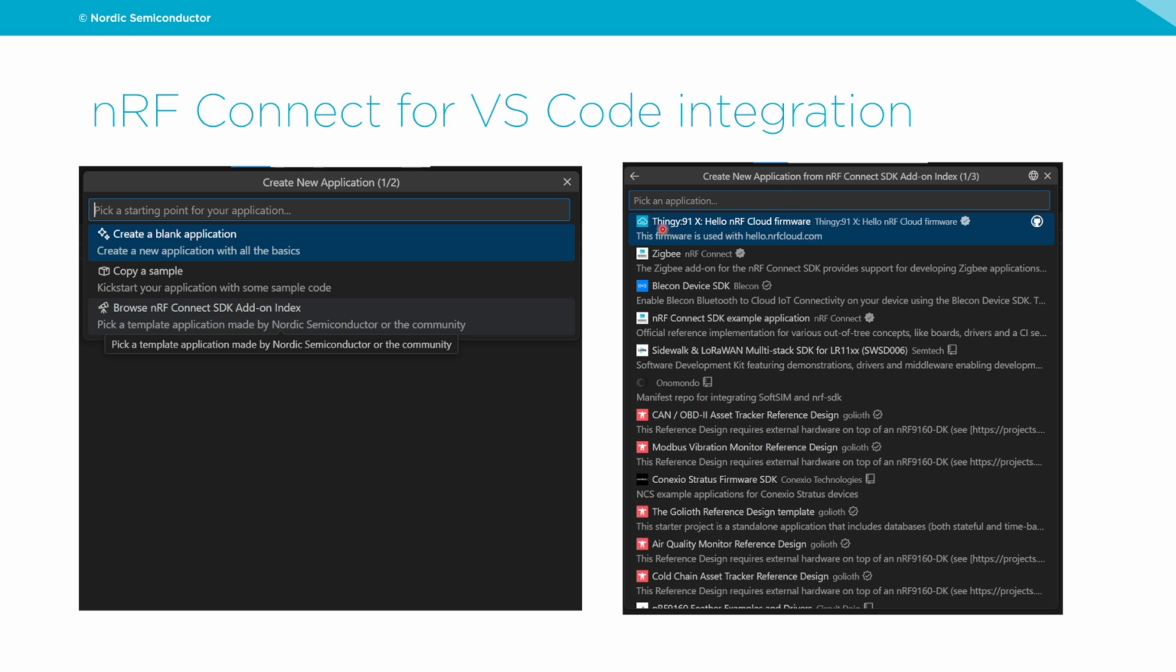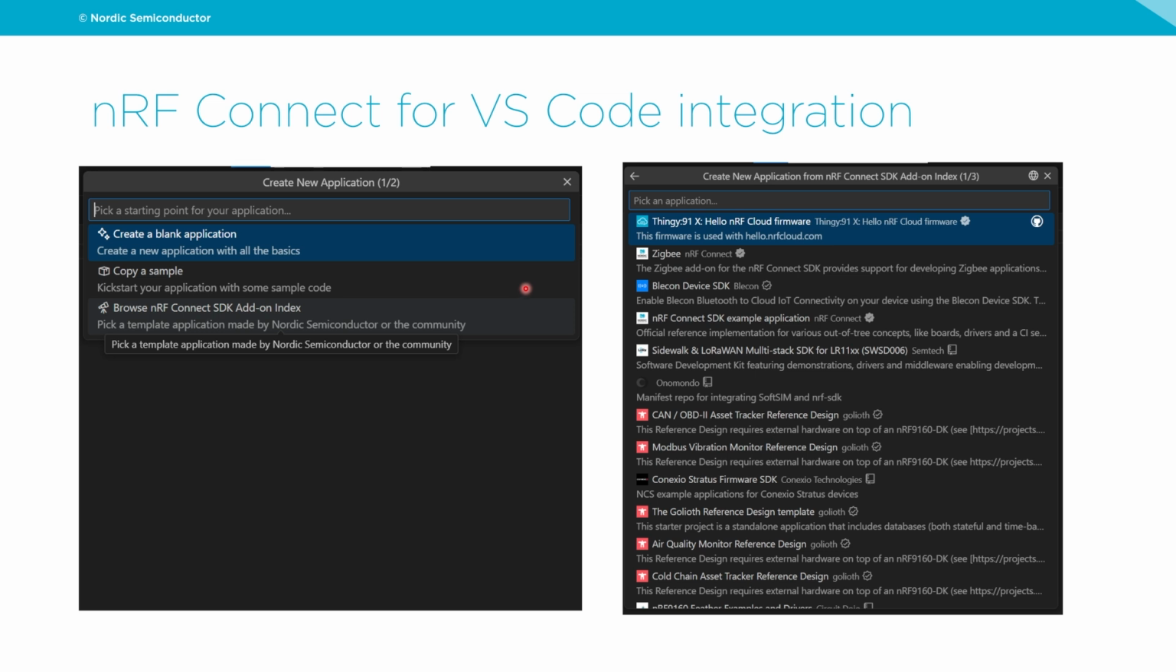So right at the top, we have the factory firmware for the Thingy:91 X prototyping platform that we'll actually discuss in the webinar today. Zigbee, as it was just mentioned, so you can have that through an add-on. But then we have companies like BLEcon, Semtech with a LoRa application using their transceivers. Onomondo, one of our partners on the cellular side of things, supplying SoftSIM implementation. Connexio, Goliath, so there's many here.